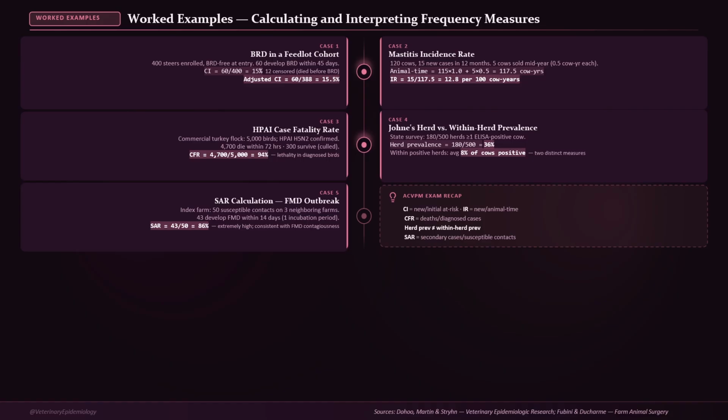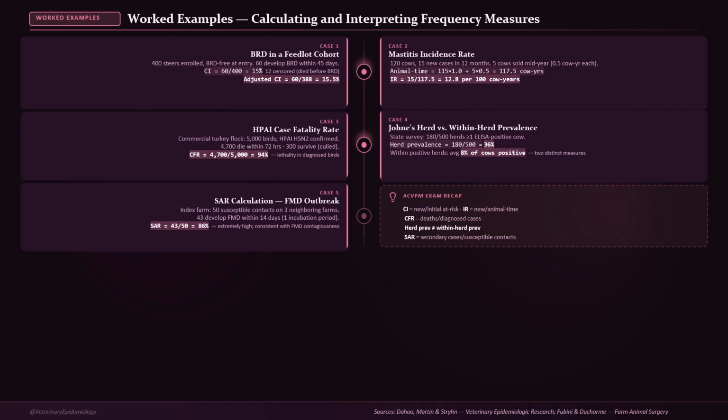Case 3, HPAI, case fatality rate. A 5,000 bird turkey flock with confirmed H5N2. 4,700 die within 72 hours, 300 survive and are culled. CFR is 4,700 over 5,000, which is 94%. Lethality among diagnosed birds. Brutal, and a clean case fatality rate.